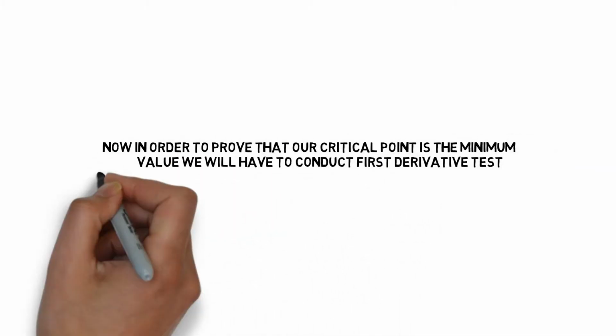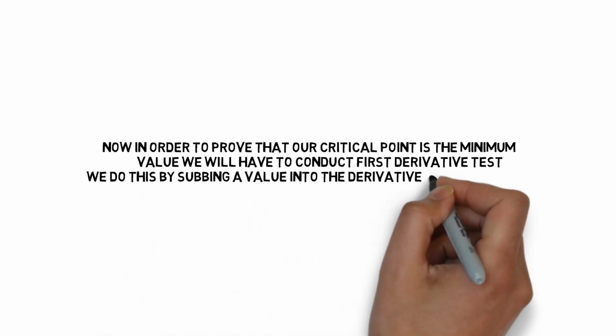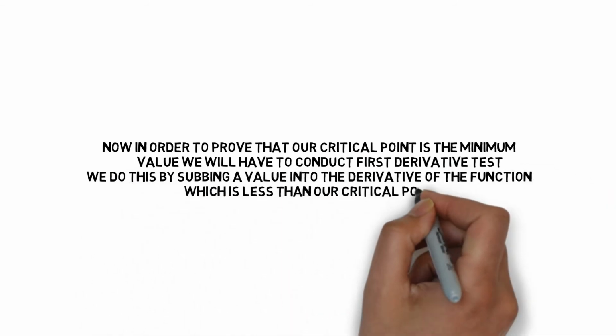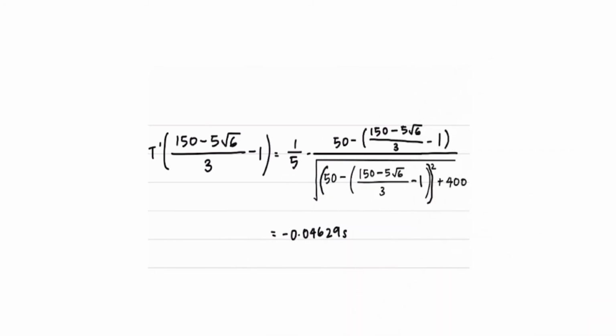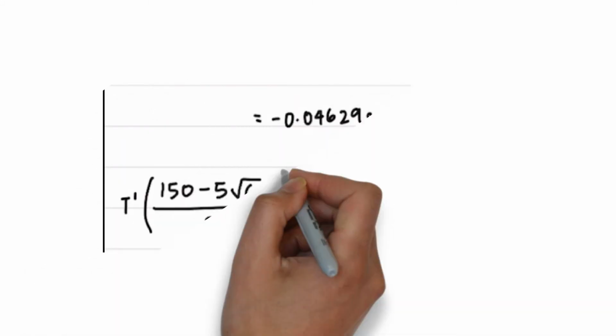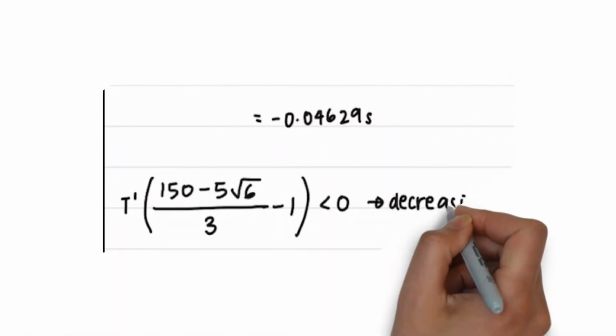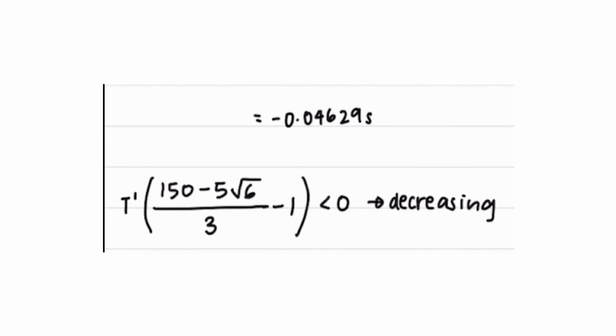Now, in order to prove that our critical point is the minimum value, we will have to conduct a first derivative test. We do this by subbing in a value into the derivative of the function which is less than our critical point. We can see that our answer is of negative value. This shows that the derivative of the function is less than 0, which also means that the function before the critical point is decreasing.